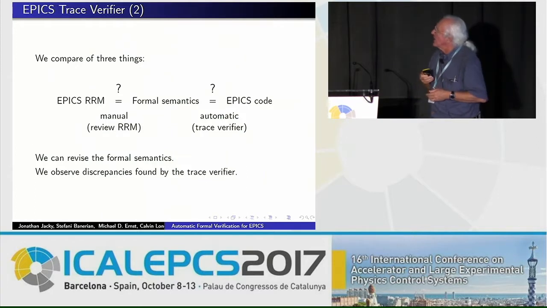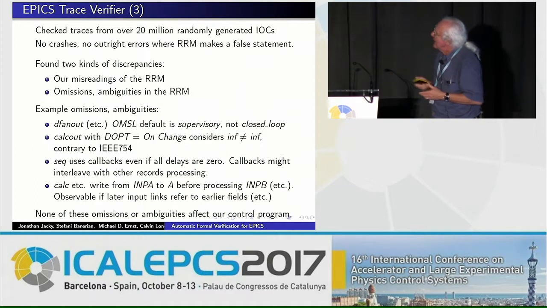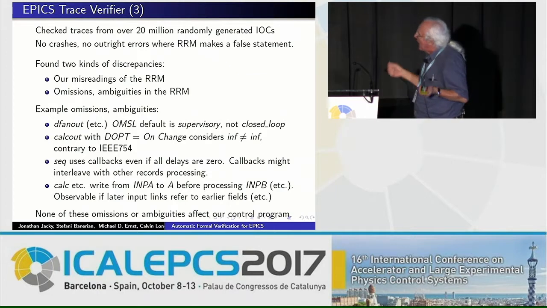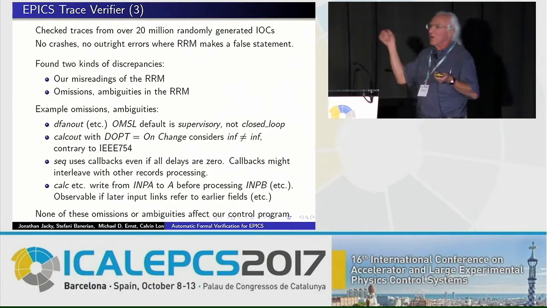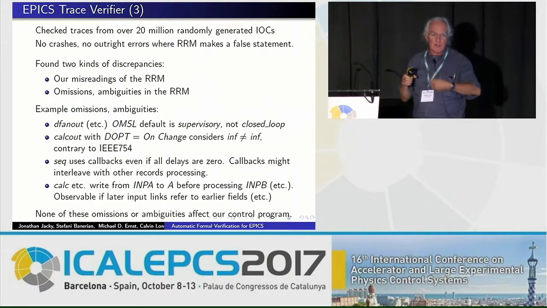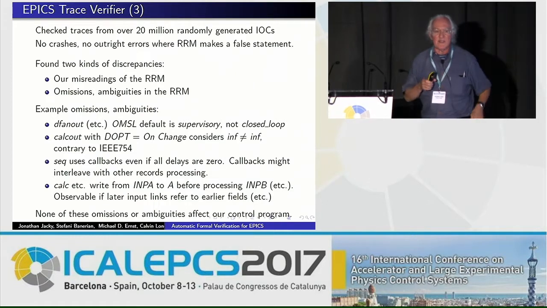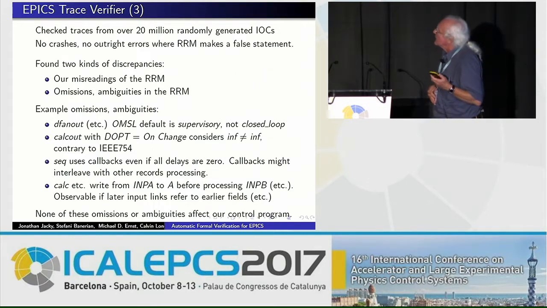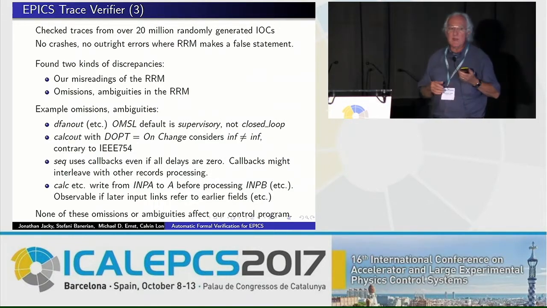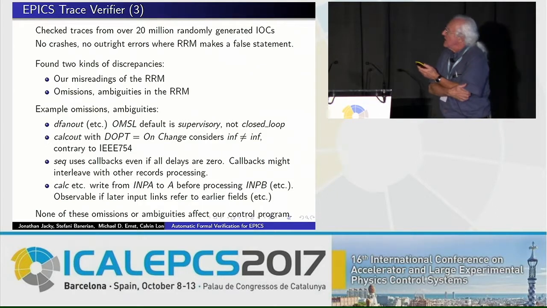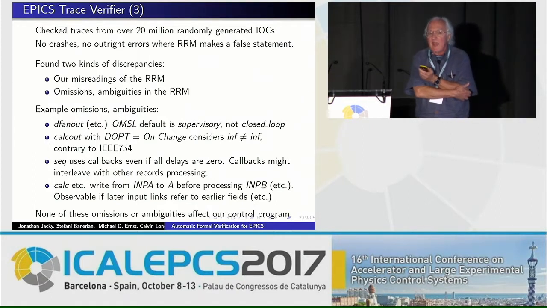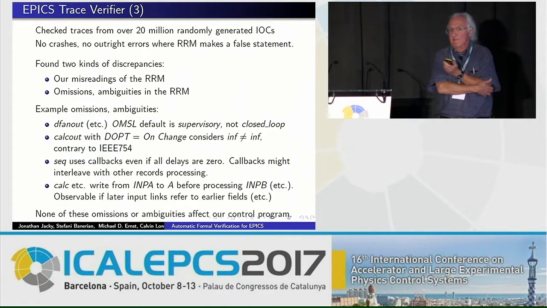So we ran the trace verifier. We ran it a lot. We generated over 20 million randomly generated IOCs and ran them all and generated traces, and then ran the traces through the trace verifier to see if they were all allowed by our formal semantics. And EPICS performed really well in the sense that it never crashed, and we never found an error where the RRM, the EPICS manual, said something that was false.